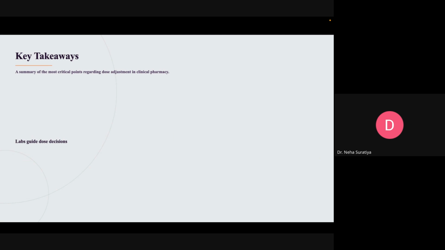So what are the key takeaways from this whole thing? It is a summary of the most critical points regarding dose adjustment in clinical pharmacy. Lab guides dose decisions, right? So lab drives the dose decision. For example, creatinine clearance is essential for renal dosing. Child-Pugh guides hepatic safety. High risk drugs demand some extra caution. You must be aware. And dose adjustment is a clinical skill. It is not only math. So always respect the labs before respecting the dose. Right, you need to understand what to look for.